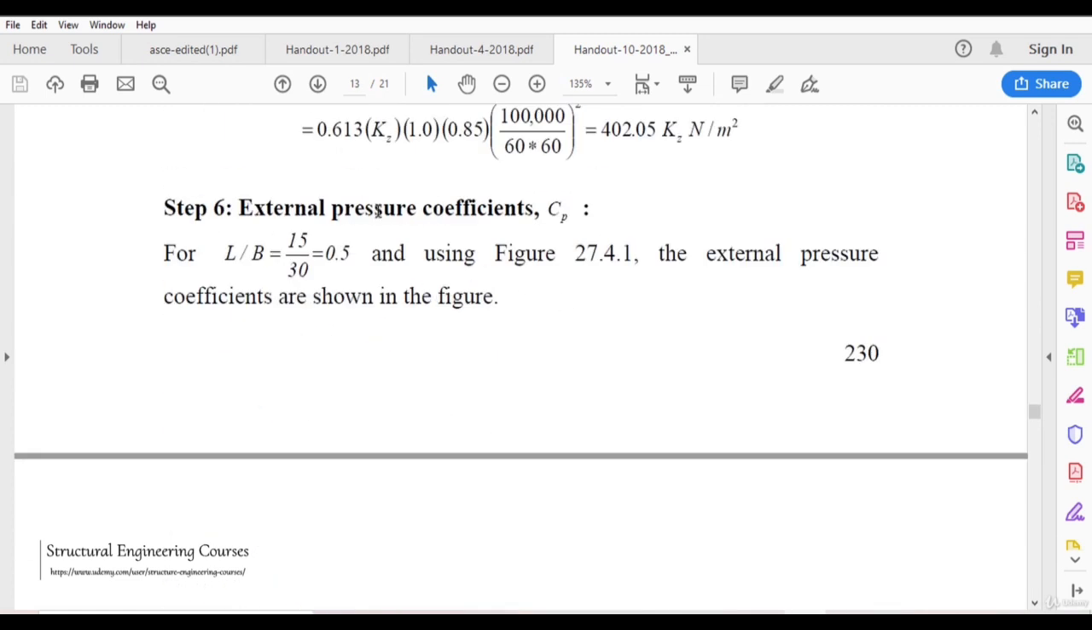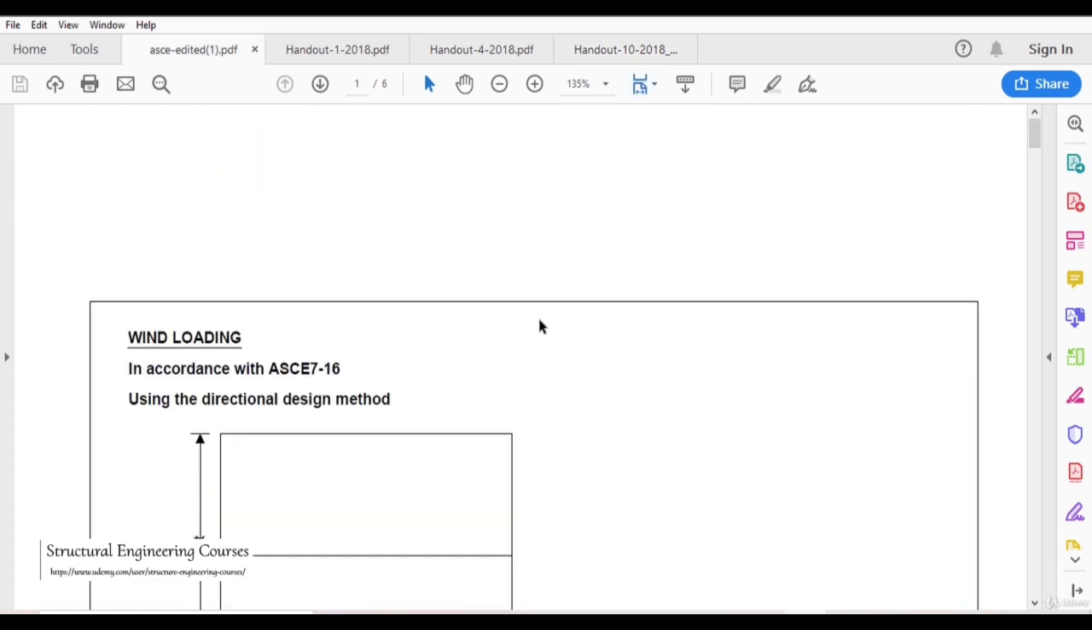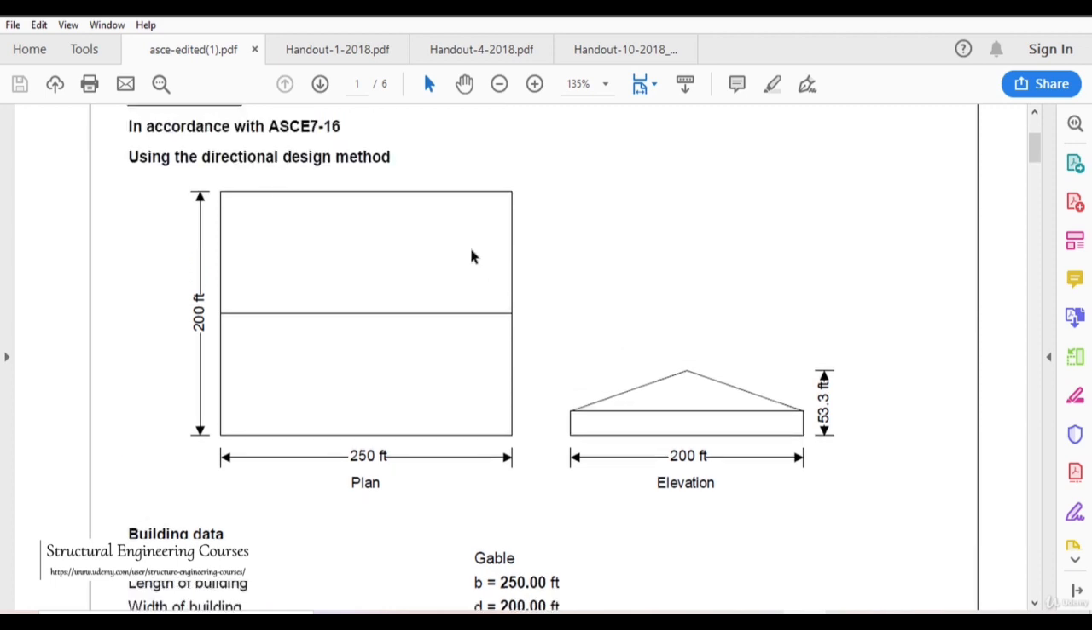So in the next lecture we shall start with how we can calculate the PEB loading for 250 foot by 200 foot and for the 53.3 foot height of the portal structure. And as discussed, we shall not draw the full 3D structure. We shall draw a simple portal. We shall model a simple portal and then try to analyze and design it in STAAD software.